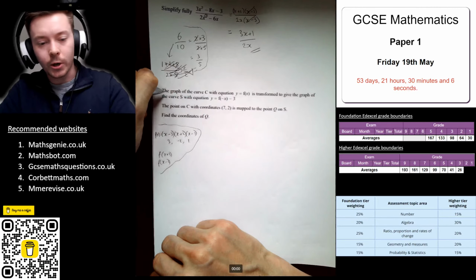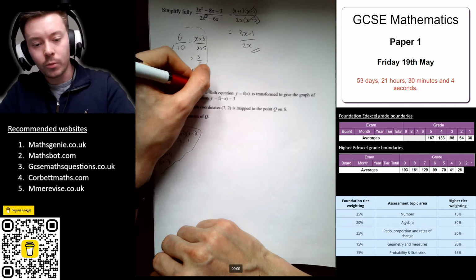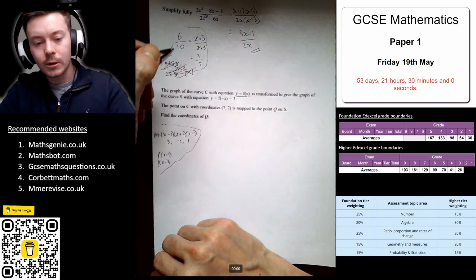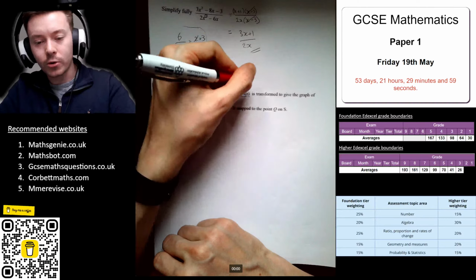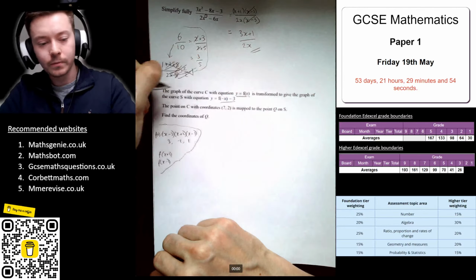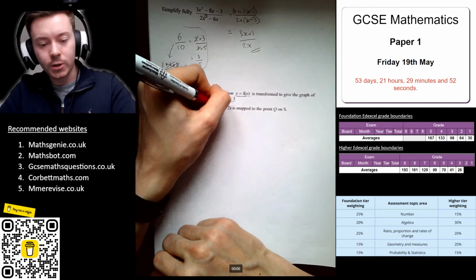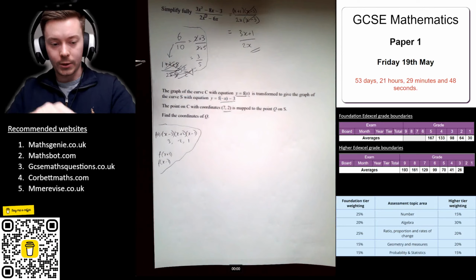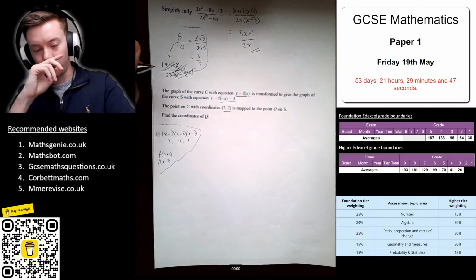Okay, so we start reading this question. The graph of the curve C with equation y equals f of x. This is how they like to lay it out with transformations, which is why you put f of x here, is transformed to give the graph of the curve S with this equation. Point C with coordinates 7, 2 is mapped to the point Q on S, where S is this curve up here. Find the coordinates of Q.